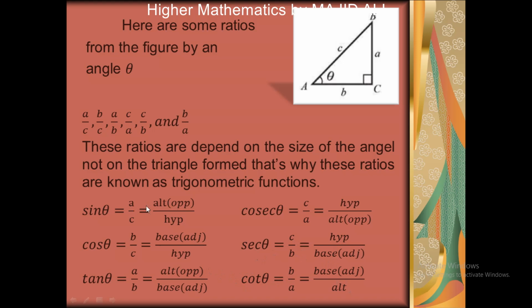Now we see that sine theta is equal to altitude, or opposite, over hypotenuse. Next, cos theta is base, or adjacent, over hypotenuse. Next, tangent theta is altitude over base, or opposite over adjacent sides. And these three are the reciprocal identities that we will see in the next slides.